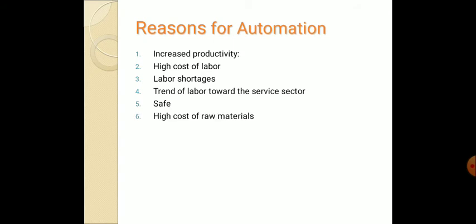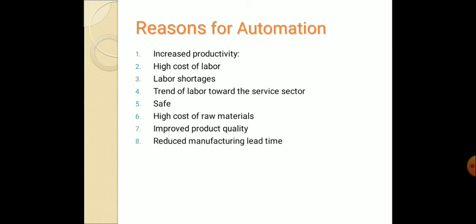Next one is the high cost of raw material. The higher cost of raw material in manufacturing results in the need for greater efficiency in using this material. The reduction of scrap is one of the benefits of automation. Seventh one is the improved product quality. Automated operations not only produce parts at a faster rate than do their manual counterparts, but they produce parts with a greater consistency and conformity to quality specifications.